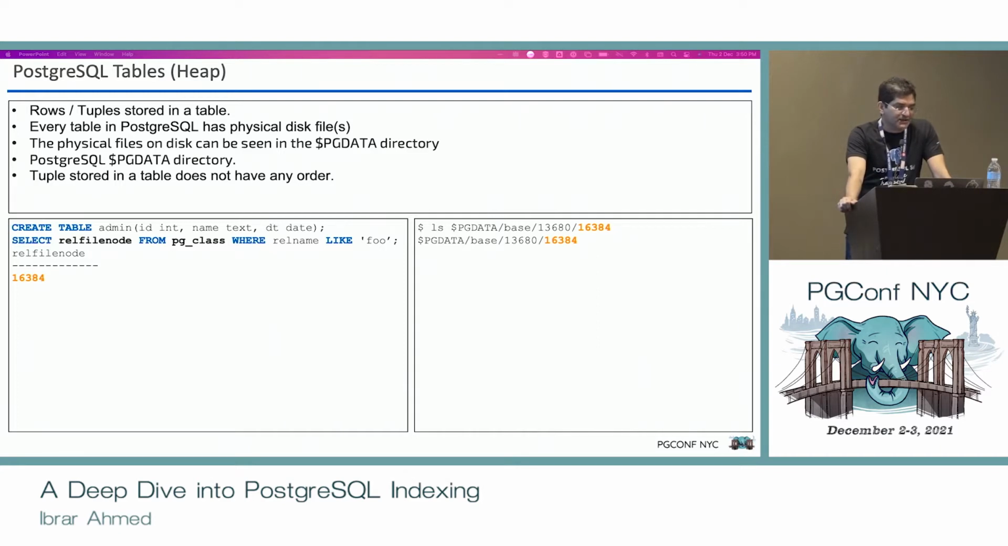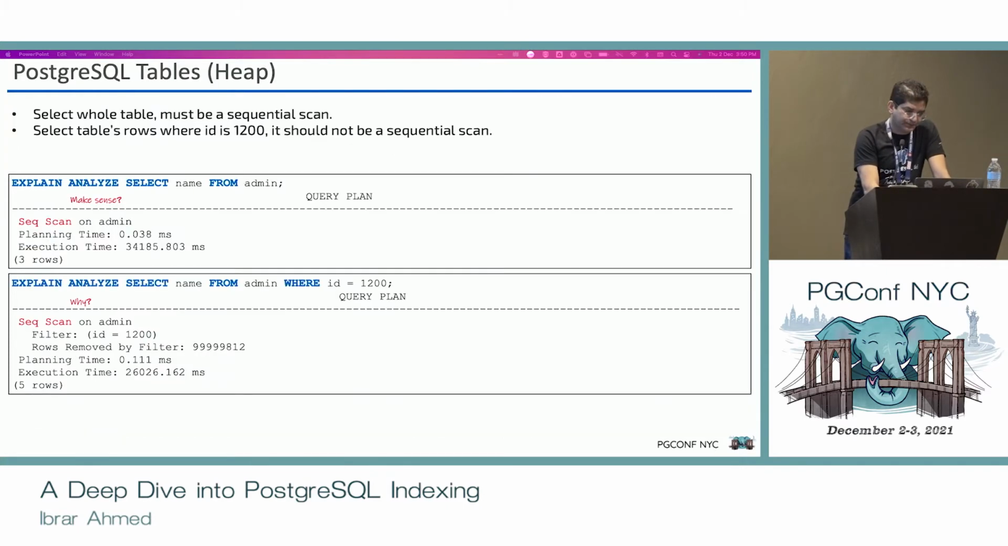So here you can see that I just created an admin table with 3 columns, and I'm just selecting from the catalog table, pg_class, the name of that file. It should be admin, it's not foo, that's just a typo. So you can see the relfilenode is the name of the file. It's 16384, and you can see in the data directory, the file exists in that directory. I'm just giving you the concept of how it works.